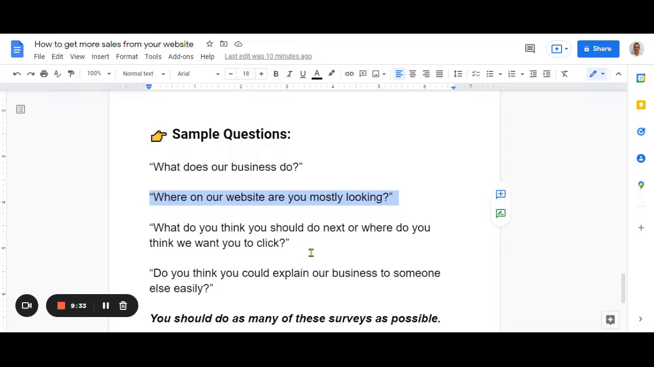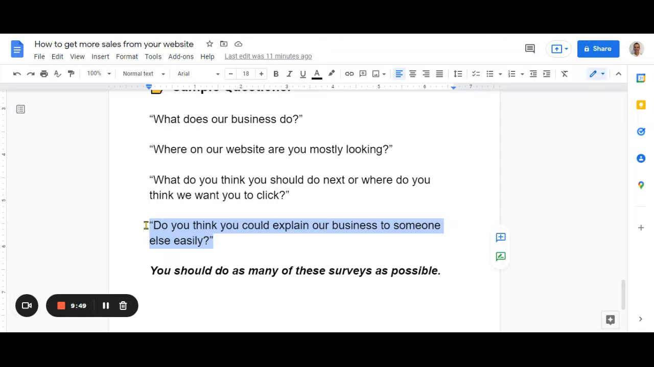That's really important stuff. Next one will be, what do you think you should do next? Or where do you think we want you to click? So you're asking them about the call to action. What do you think we want you to do next? That's really important. Okay. And this one's important too. Do you think you could explain our business to someone else easily? Super, super important, because if they can't, then you haven't simplified it enough. All right. You need to think about simplifying so that people can explain it to other people. That should be the goal.